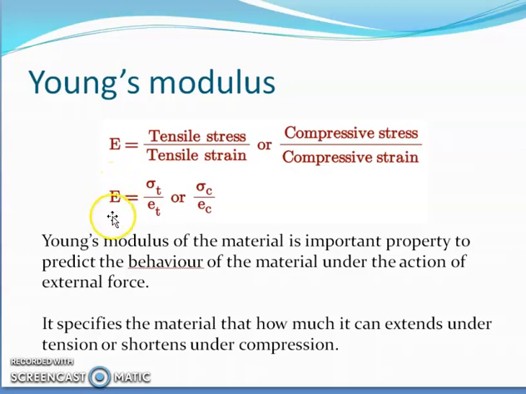So E is Young's modulus or modulus of elasticity. So modulus of elasticity is equal to tensile stress divided by tensile strain or compressive stress divided by compressive strain. Whenever you do the analysis of any material, whether analytical or experimental, you need this Young's modulus property.